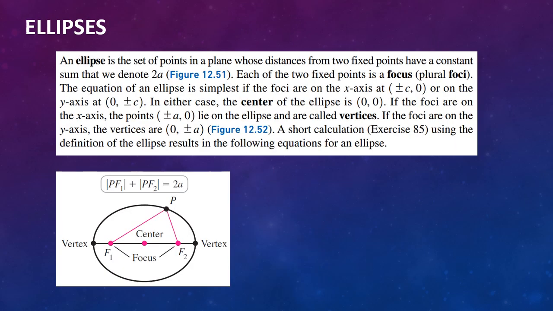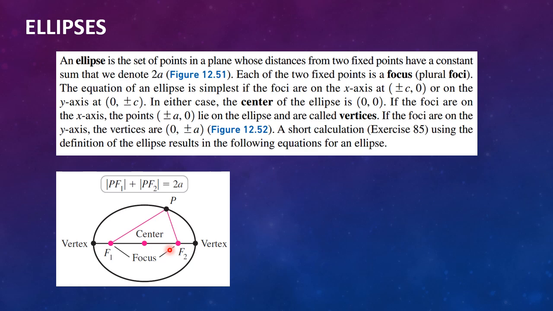An ellipse is the set of points in a plane whose distances from two fixed points, as you see in the diagram here, F1 and F2, have a constant sum, adding the length of this line segment and this line segment, that we denote 2a. Each of the two fixed points is a focus; plural, foci.